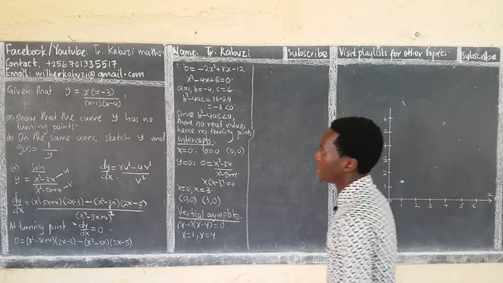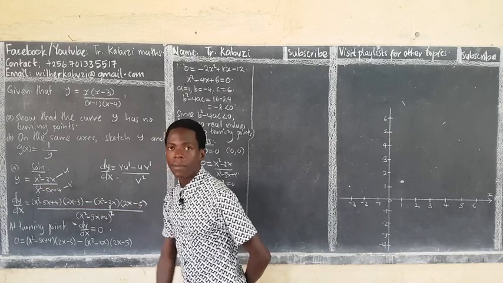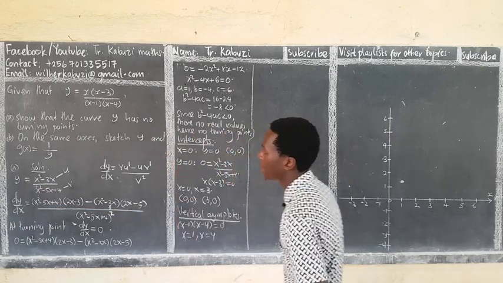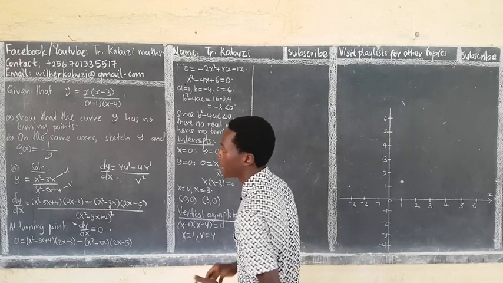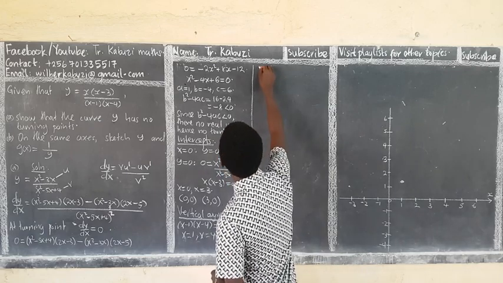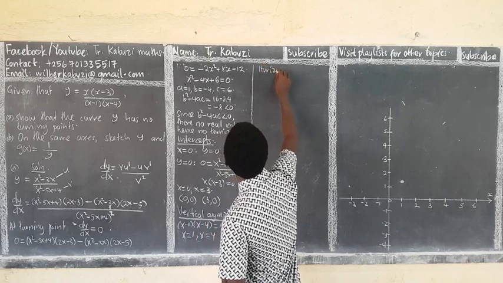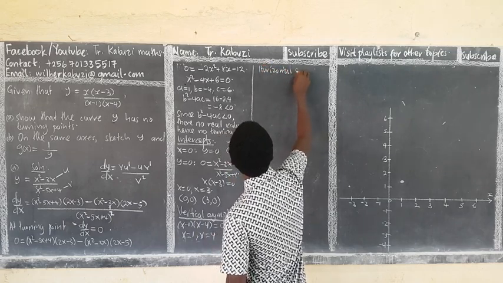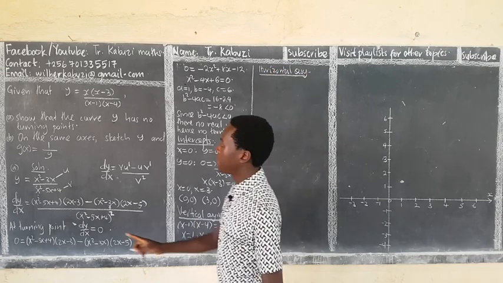Now from here, you see that when you look at this, the power is the same. We said if the power is the same, then we divide through by x with the highest power. So when I divide here, I'll now be having specifically the horizontal asymptote. That's what I'm getting. We divide through with the highest power.